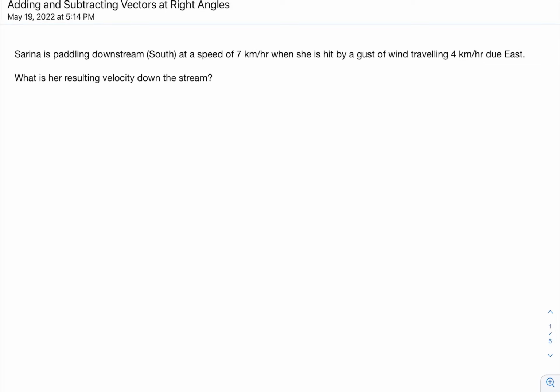Let's do some problems involving adding and subtracting vectors at right angles. So we see here that Serena's paddling downstream due south in a boat, I would assume, at a speed of 7 kilometers an hour when she's hit by a gust of wind traveling 4 kilometers an hour due east. What is her resulting velocity down the stream?